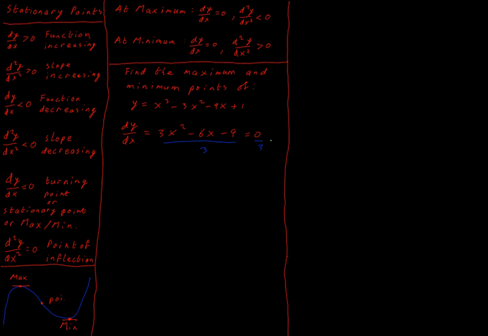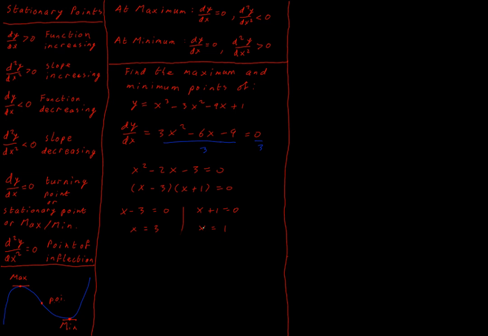Again, we would never divide out a common factor of x, but we can divide out common factors of numbers to make the numbers nicer for us to deal with. I factorize this and I get x minus 3 and x plus 1. So x minus 3 is equal to 0 and x plus 1 is equal to 0. We're just factorizing a quadratic as normal.